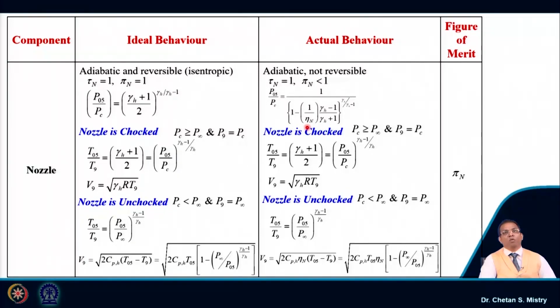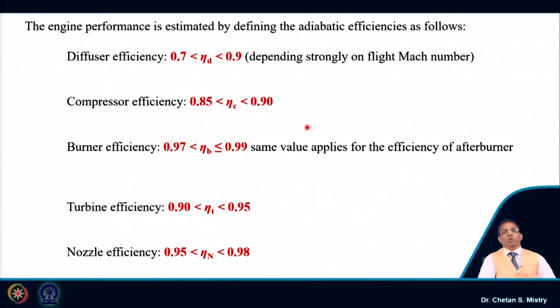Okay. Now, let us try to conclude what we have discussed up till now. It says I need to go with the actual process, and that actual process is defined in terms of efficiency. So, my diffuser efficiency will be in the range of 0.7 to 0.9. It is strongly dependent on the Mach number. Now, the question may arise, what do we mean by efficiency?